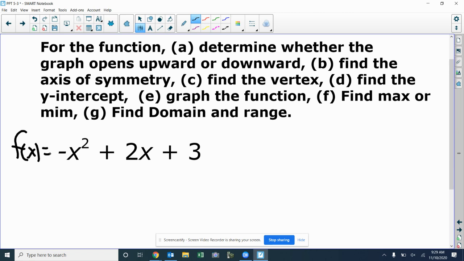So like on the assessment, we will have something like that, A. What do you think? Is it up or down? Of course, it's a downer because we have a negative there, so it's down.